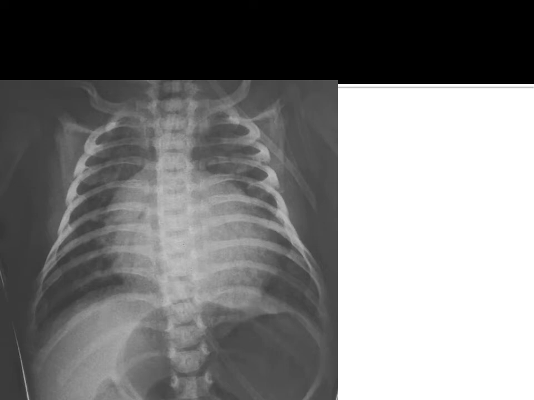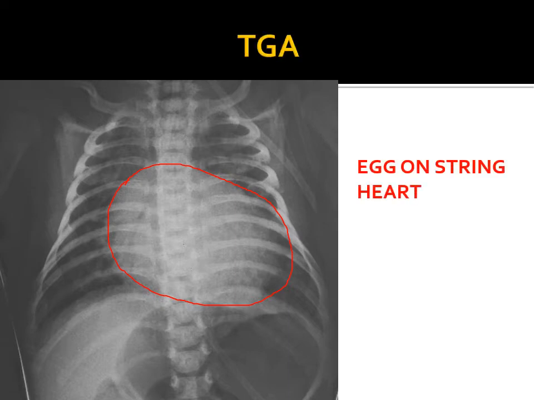In this chest X-ray, we can see that the heart has assumed an egg-shaped, oval appearance, and the pedicle is very narrow. So this is the egg-on-string heart. It is seen in transposition of the great arteries. The pedicle appears narrow because of posterior displacement of the pulmonary trunk, which lies posterior to the aorta.